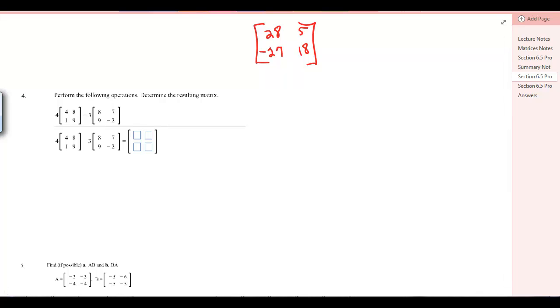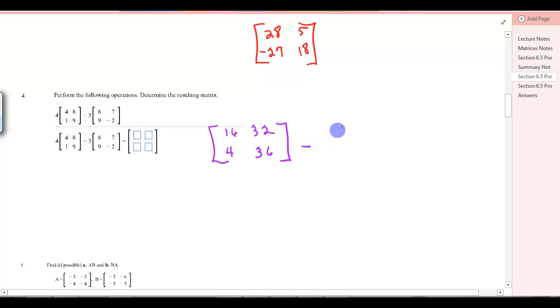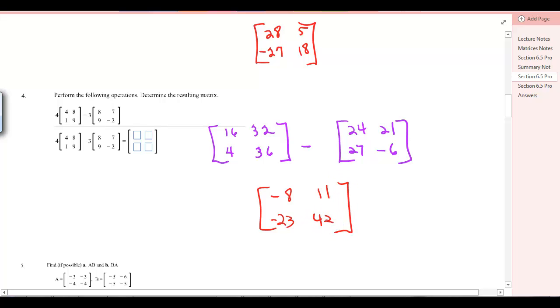All right. Same thing with number 4. We're going to multiply 4 times these, and we'd have 16, 32, 4, 36, minus 3 of these. So I'm going to multiply 3 by these numbers. Okay. And when you subtract those, then you would have negative 8, 11, negative 23, and 42.